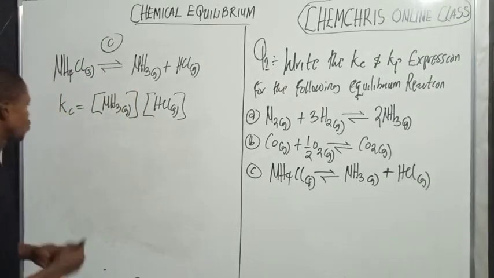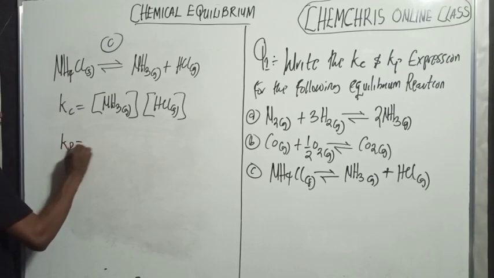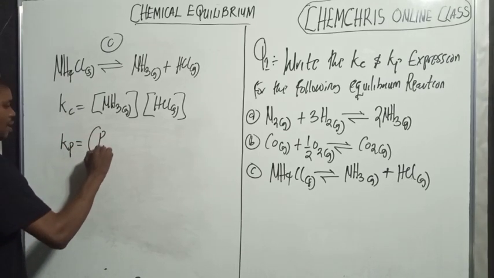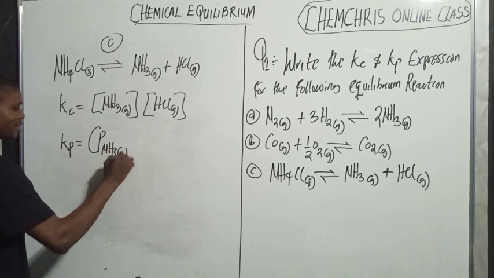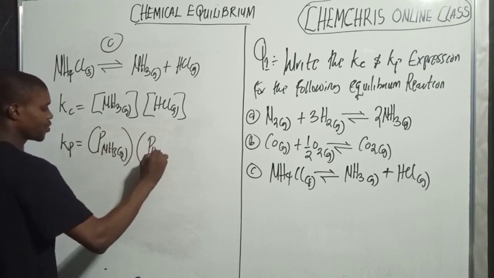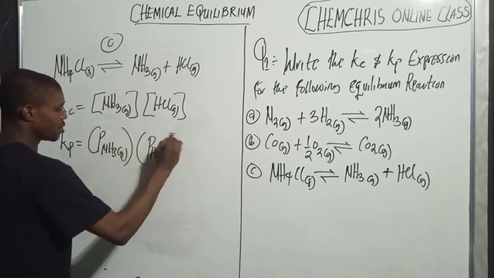Do you understand now? So the same thing with Kp. If you want to write the Kp, it's going to be the pressure of NH3 gas. Here we have the pressure of HCl gas. Do you understand?